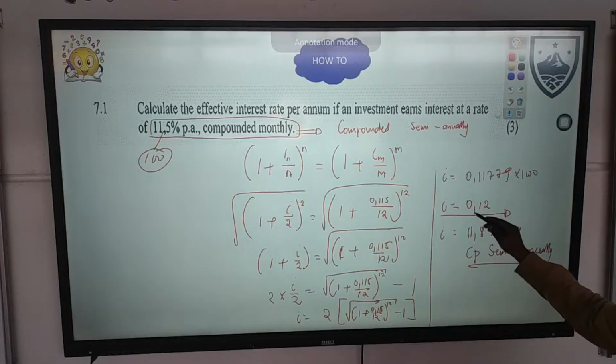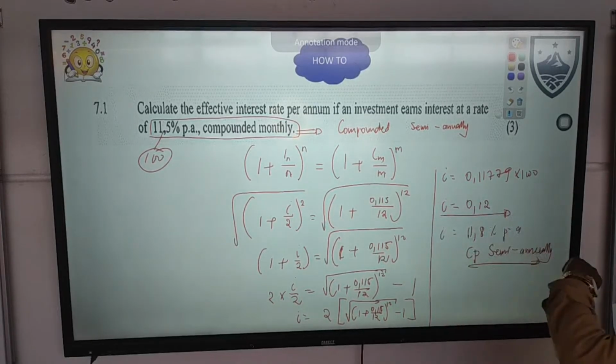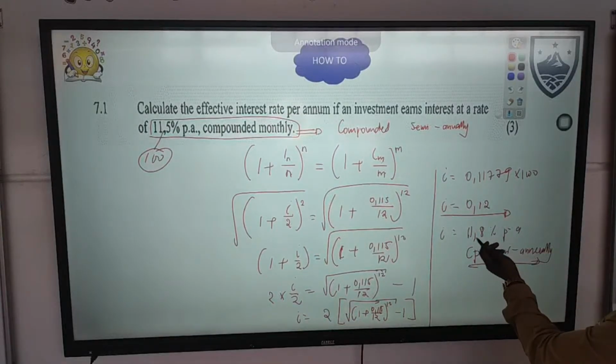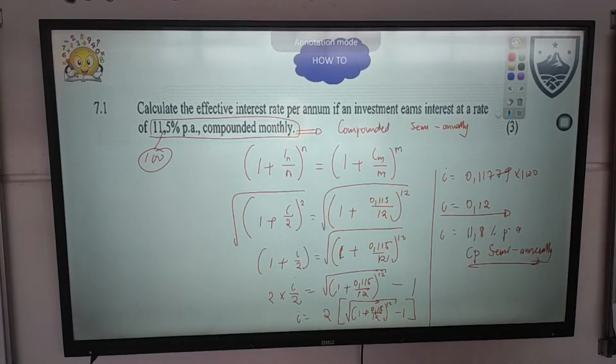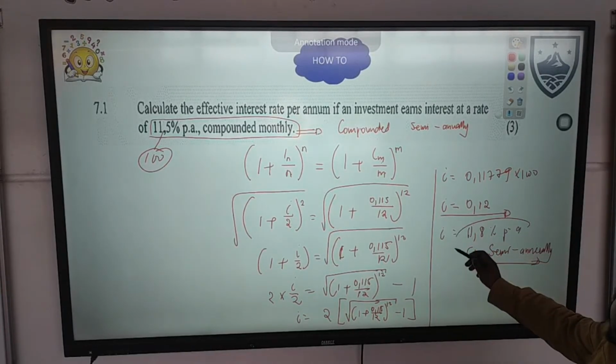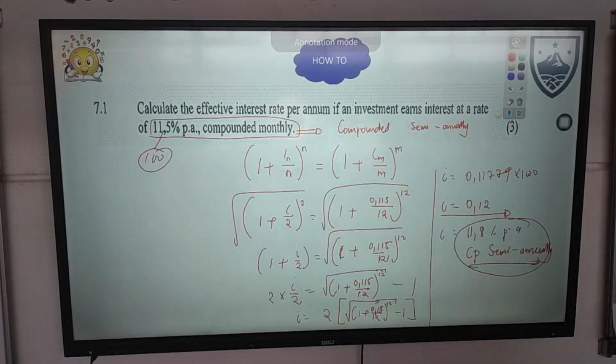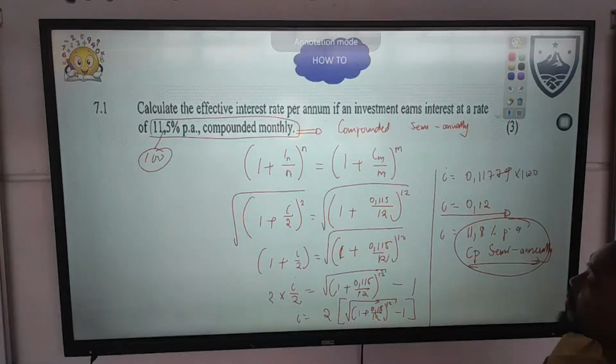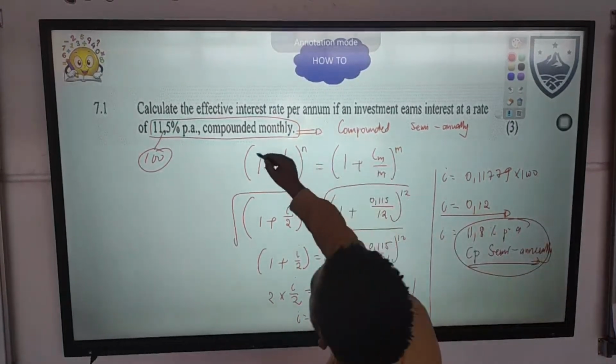So you see that if your money was to be compounded semi-annually with the same interest rate, if you convert it, it means semi-annually it will have 11.8% per annum. It will be the same interest rate as 11.5. It's just that this one is a bit higher because it's only compounded twice. This one is compounded 12 times.